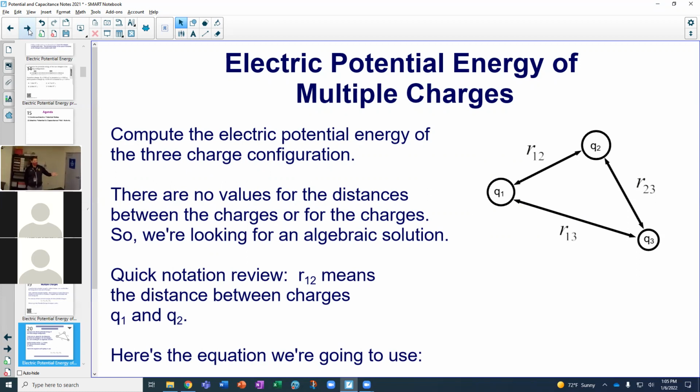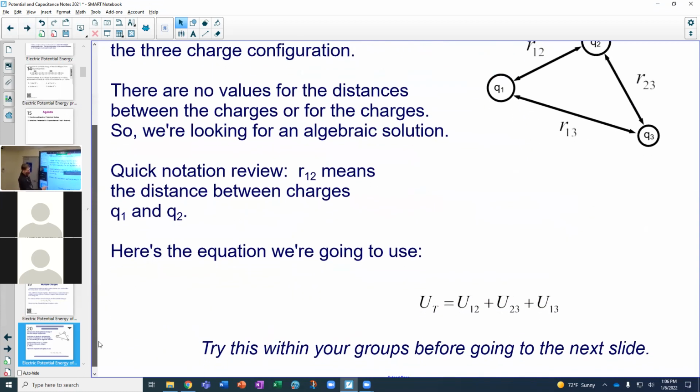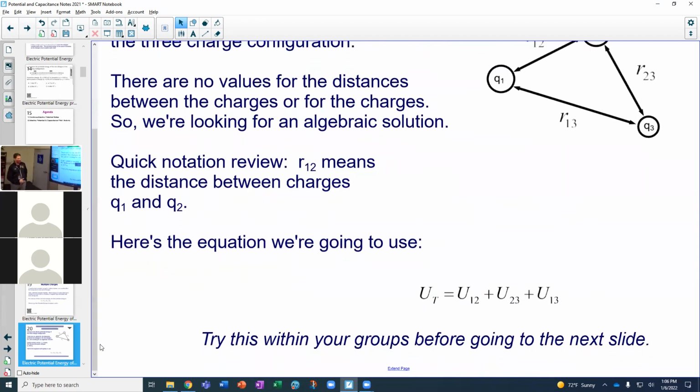Quick notation review. When we see a subscript 12, it means 1 to 2. It doesn't really mean 12. And here's that, again, equation relationship we saw in the previous slide. We're going to need to add up the 3 potential energies based on the 3 interactions.